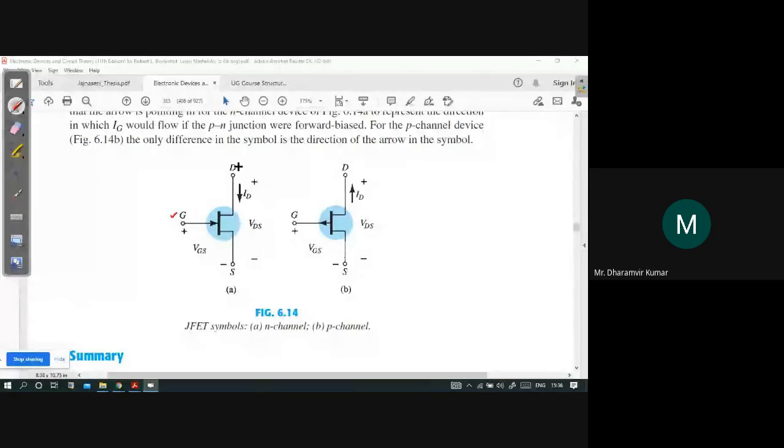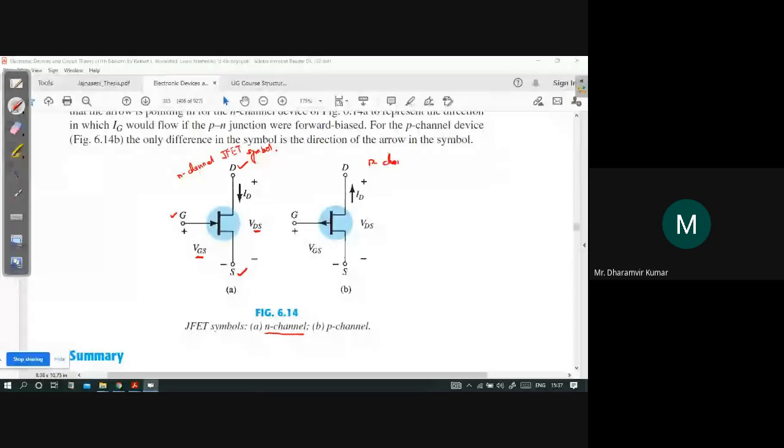Okay, so this one is for N channel JFET. So this is the N channel JFET symbol. Here between gate and source we have this VGS value, and between drain and source we have this VDS. Okay, that thing is understood.